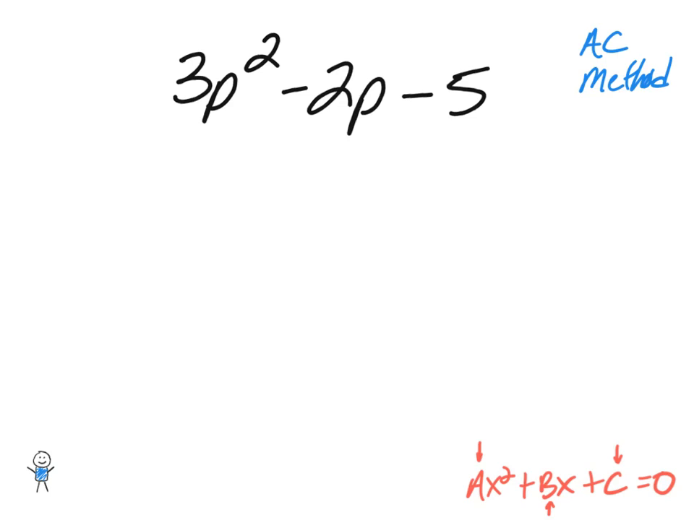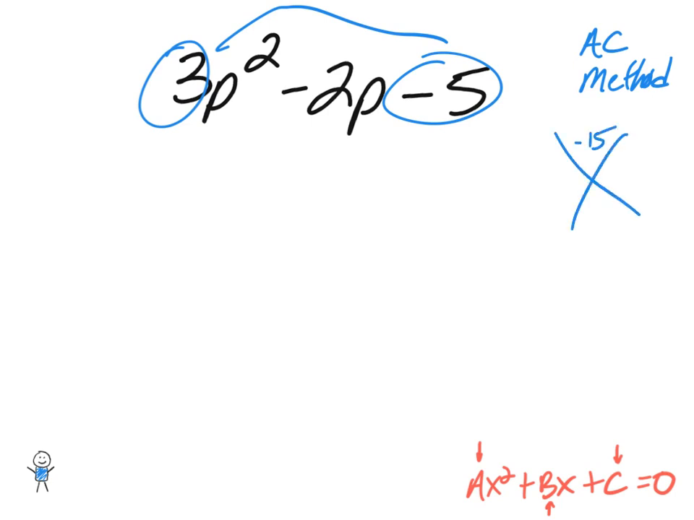They come from the coefficients or the constant term of your quadratic. In the AC method, what you're going to do is multiply your a term times your c term. In this case, it's 3 times negative 5, which is negative 15. You need to find the factors of a times c that add up to be your b term, and our b term was a negative 2.